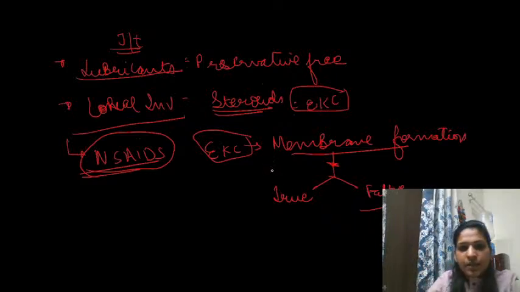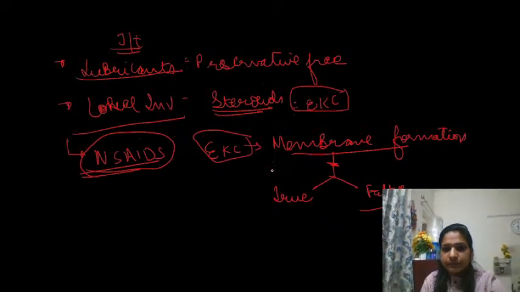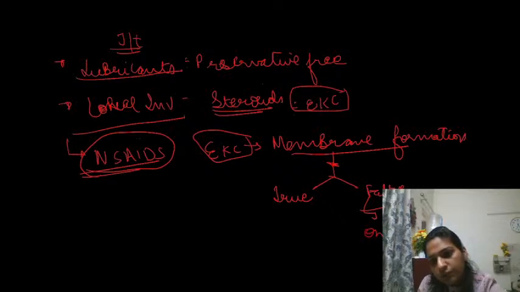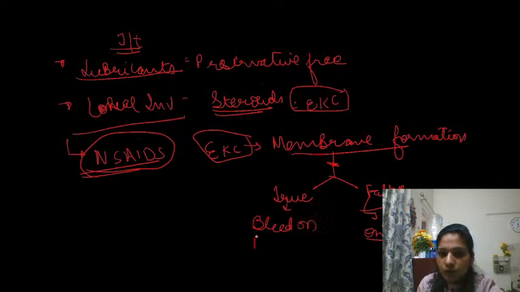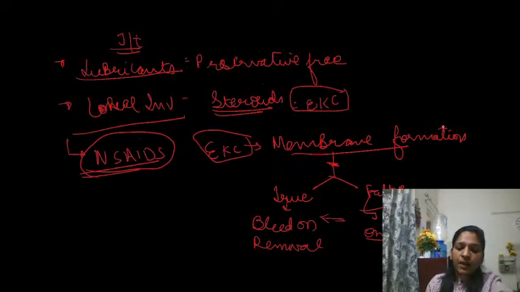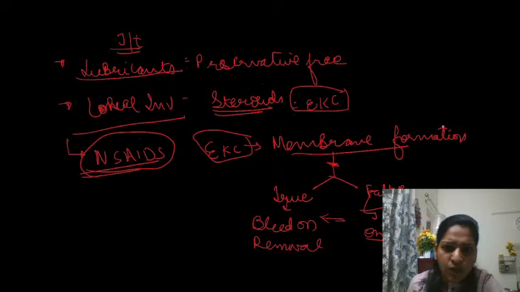Can anyone just tell me? False membrane, they will not bleed on removal. Okay, they will not bleed, they will bleed on removal. So this is the main difference. Okay, so if membranes are present, membrane removal can also be done as a part of treatment in epidemic keratoconjunctivitis.